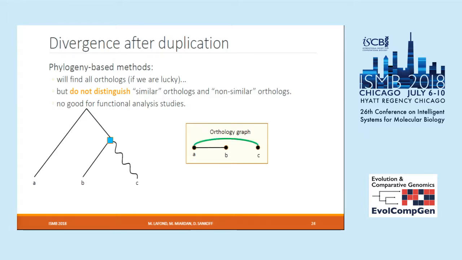The AB orthologs are different from the AC orthologs, because AC might not even share the same functionality, due to this duplication and neofunctionalization event. So which orthologs do we really care about? Is it all orthologs, the similar orthologs, functional orthologs?